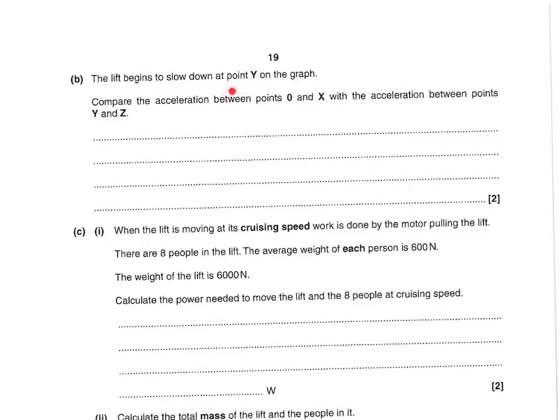The lift begins to slow down at point y on the graph. Compare the acceleration between points 0 and x with the acceleration between points y and z. So there's a mark for saying that between 0 and x is a longer time than between y and z, which means that between 0 and x it has a lower acceleration than between y and z. You could also say that between 0 and x it's acceleration, but between y and z it's deceleration, for a mark as well.